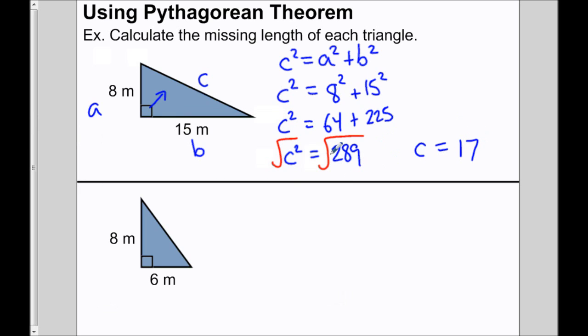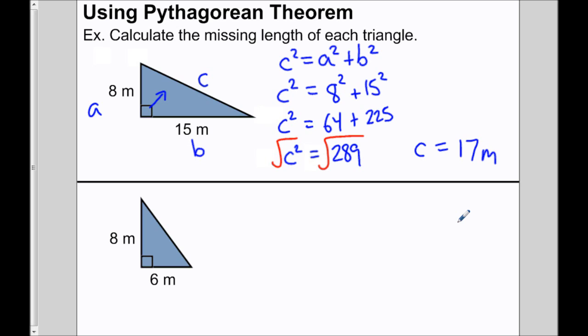So when we take the square root, we're basically saying what number times itself gets me 289. Now remember, to find out the area of that square, it would be some number times itself to get 289. So the square root helps me to find that original number. Okay. So that side length is 17 meters.